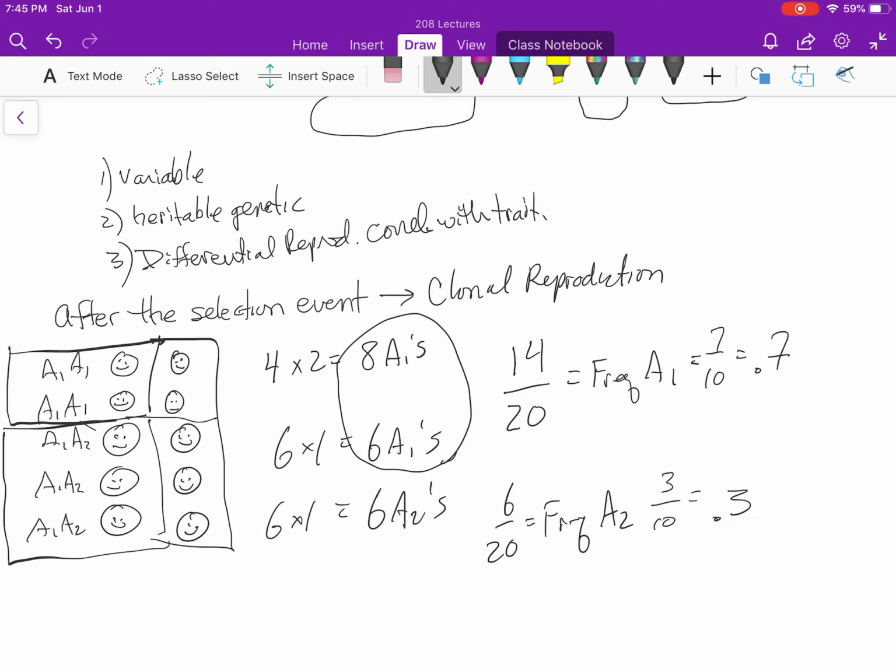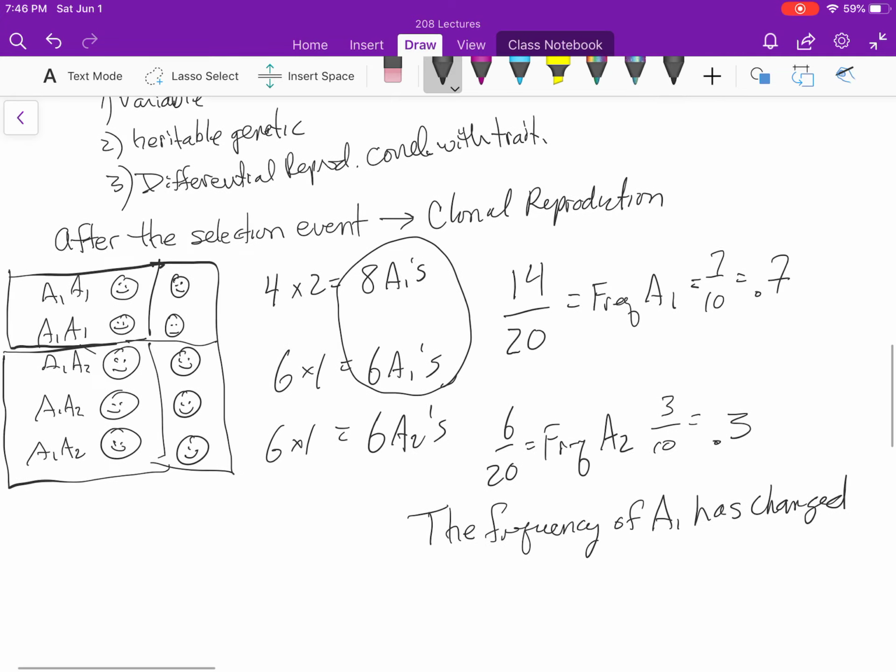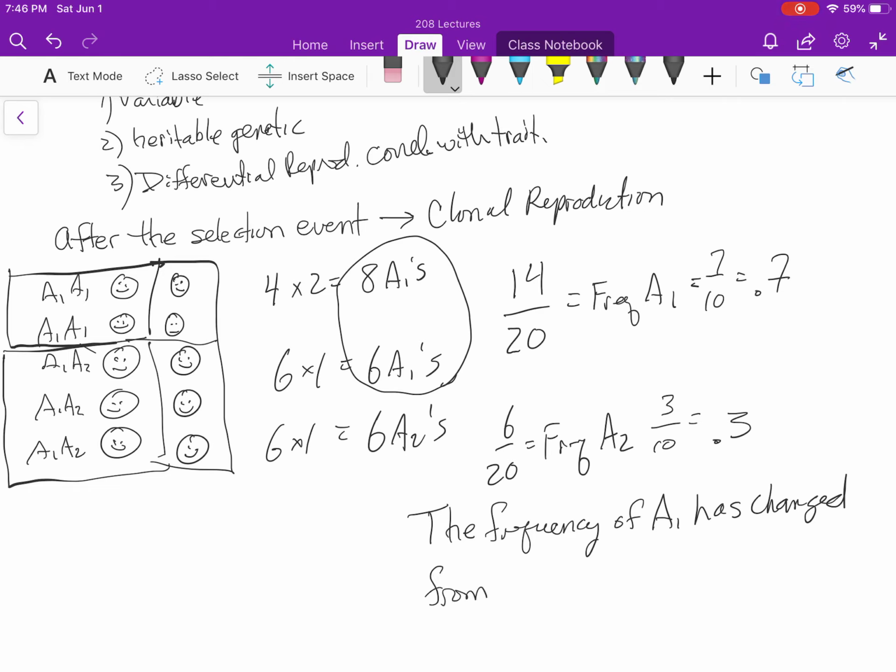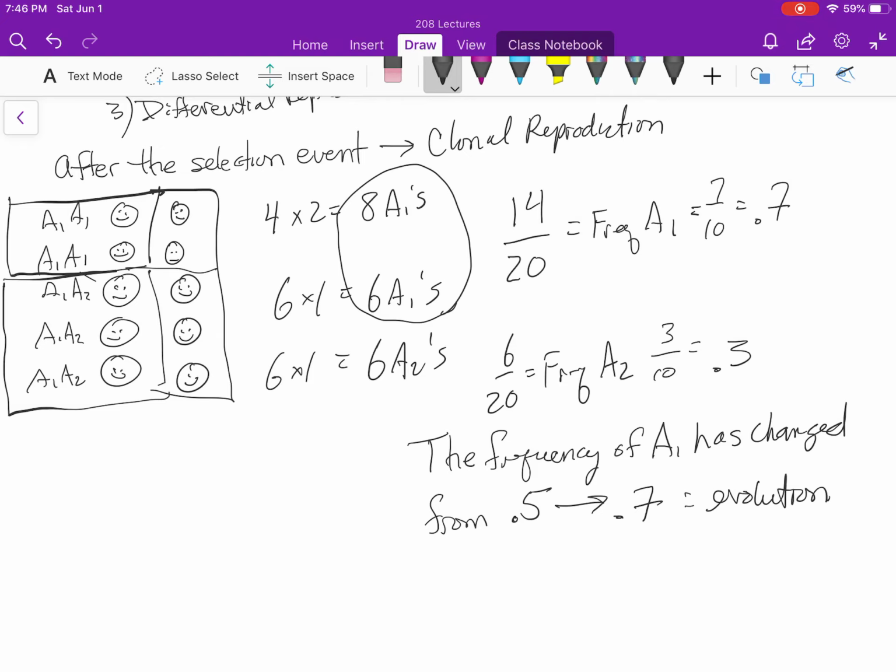So what we see is that the frequency of A1 has changed, right? Has changed from 0.5 to 0.7. That's evolution. Piece of cake. Okay, we might also notice that because A1 changed, A2 had to change. So A2 has gone from 0.5 down to 0.3, which equals evolution as well.